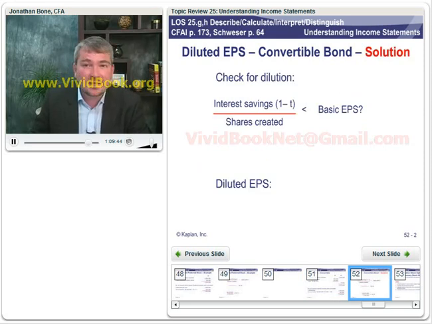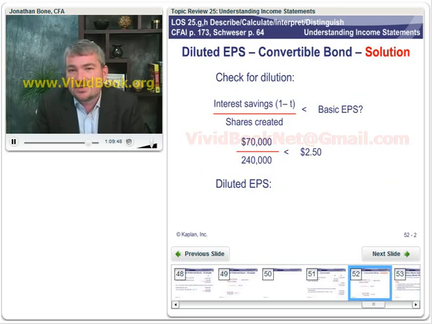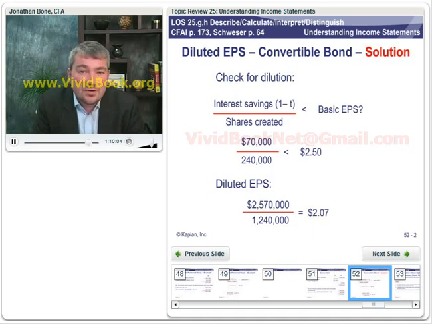Okay, so let's have a look at how all this works out. Remember, first we've got to check for dilution. So you look at the net interest saving on your numerator over the number of shares created, and if that's lower than basic EPS, it's dilutive, so you include it in your calculation. Well, clearly here it is dilutive. So then our diluted EPS is the adjusted numerator over the adjusted denominator, and we get $2.07.